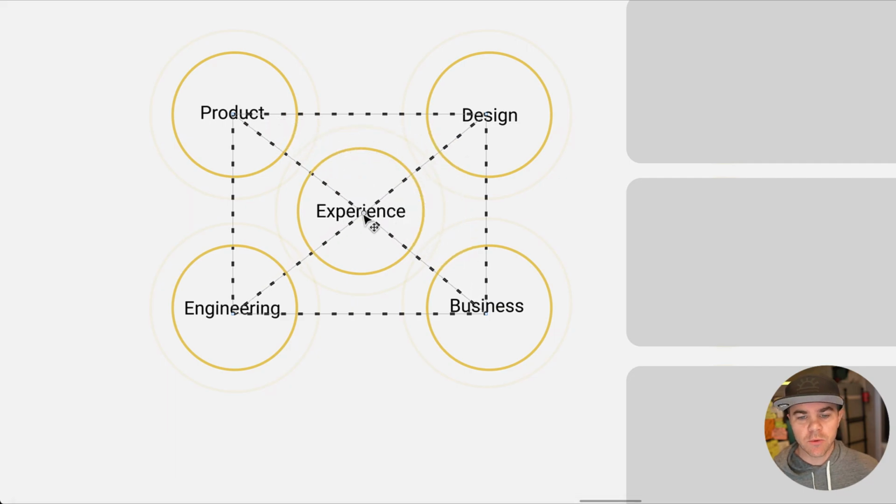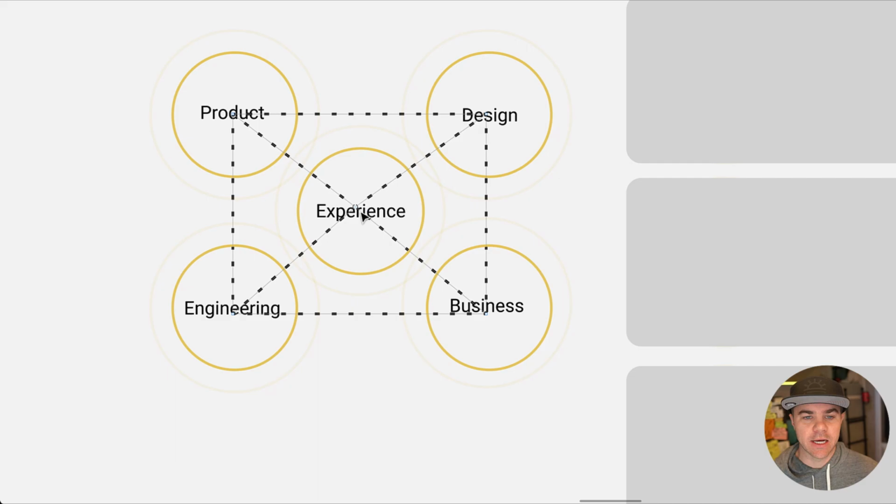So I want you to think about, when you're going in to product, design, engineering, and business, what are your roles and what are your responsibilities inside of this diagram? You're going to have a little bit of overlap, and that's okay. But really getting clear on what needs to be done and why it needs to be done, and then going in and focusing on that, that is ultimately what we're trying to do.